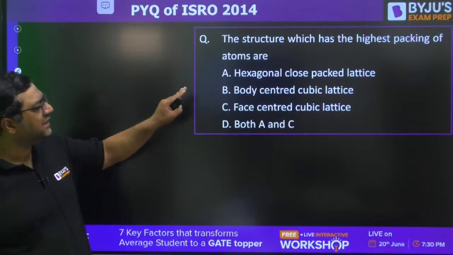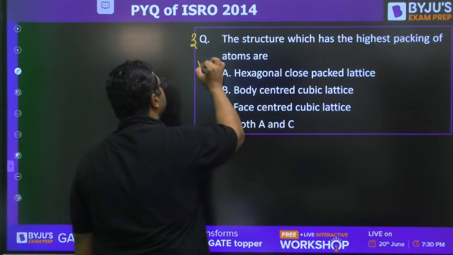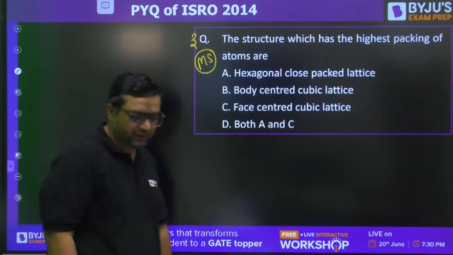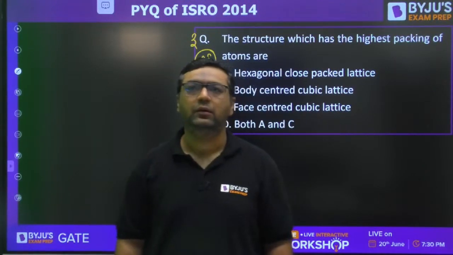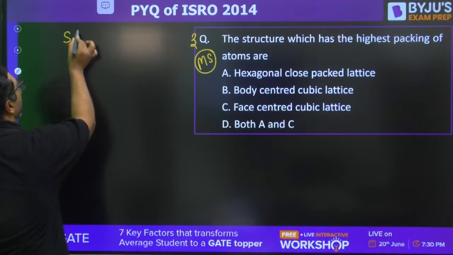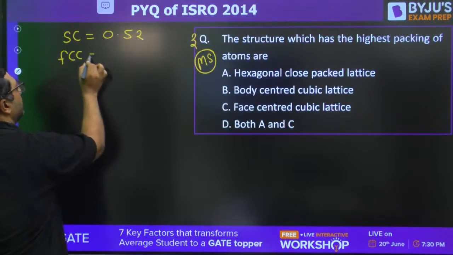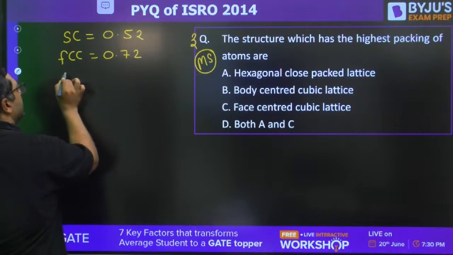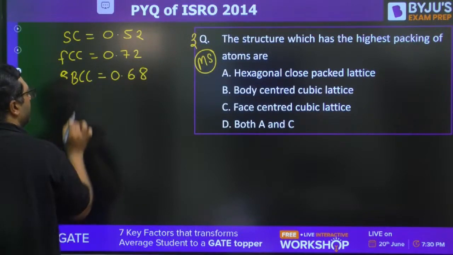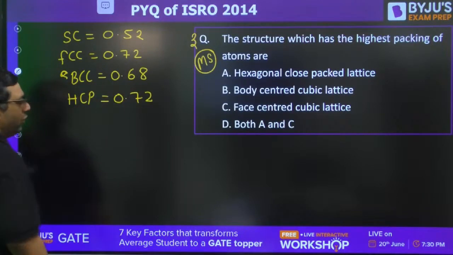The structure which has the highest packing fraction of atoms. This, my dear, is question number 3 from material science. What will be the answer for this? Very good, Pajal word. I feel everybody would be aware that simple cubic has 0.52, FCC has 0.72, BCC has 0.68 and HCP has 0.72.